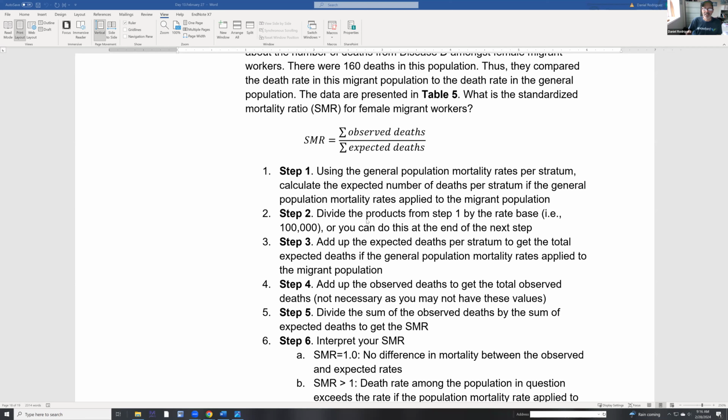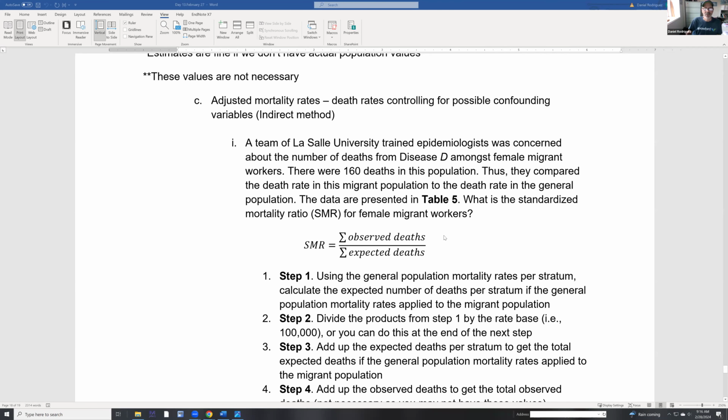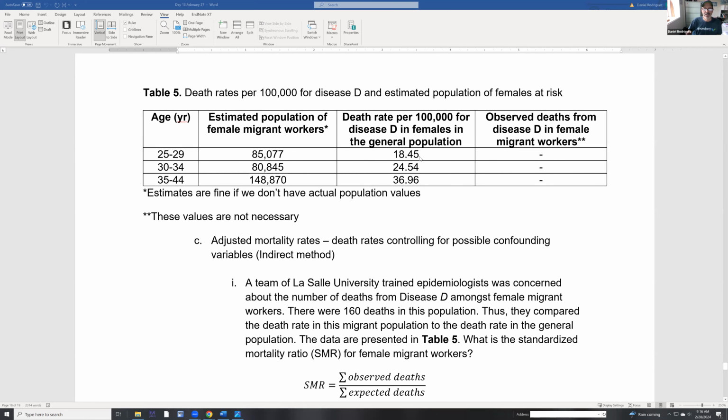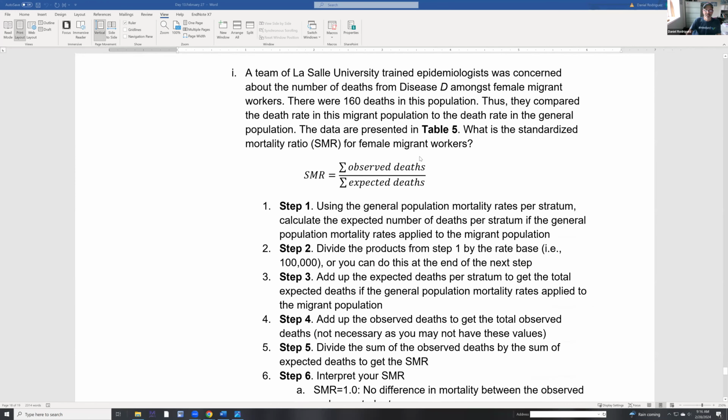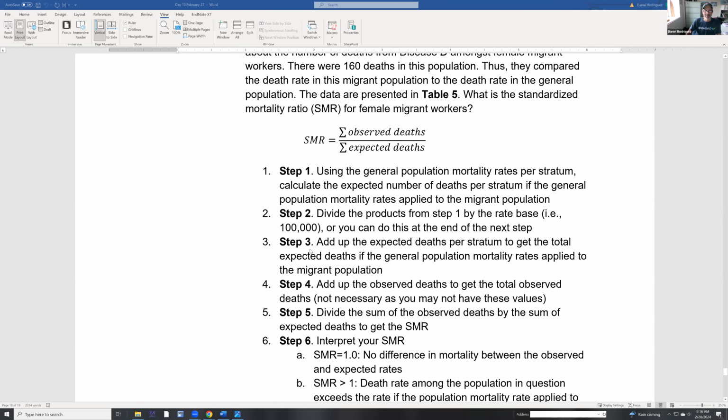Step 2, divide the product from step 1 by the rate base. So you don't have to do this right now. You can also do this as the last step because everything's here. These mortality rates are per 100,000. If you do this, we have to divide by 100,000 in the end when we complete this, or you can divide by 100,000 now and get rid of that rate base.